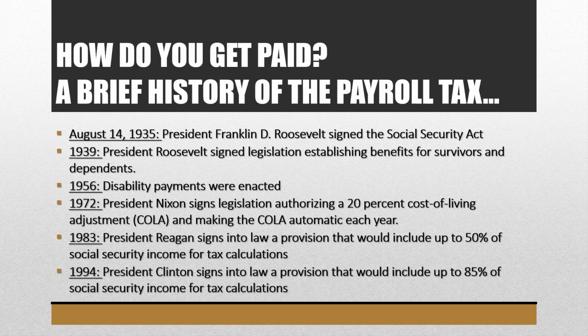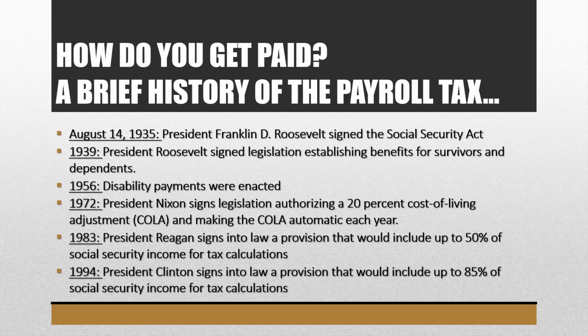Now in 1983, President Reagan signed into law a provision that would include a portion of your Social Security, if you're receiving it, for income tax calculation purposes. What exactly does that mean? That means that the tax that the government has collected on you is used again in the calculations for taxes. So you mean to tell me that the government is actually taxing a tax? It's possible. In 1994, President Clinton signed into law an additional provision that would increase the percentage of Social Security benefits included for income tax calculations.